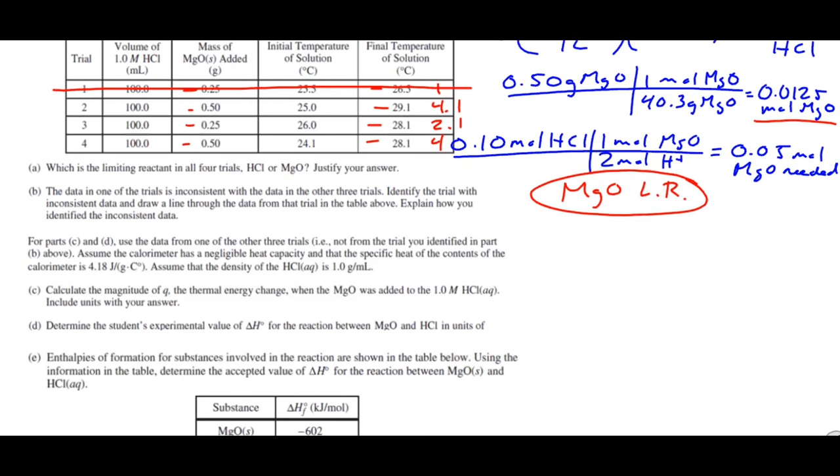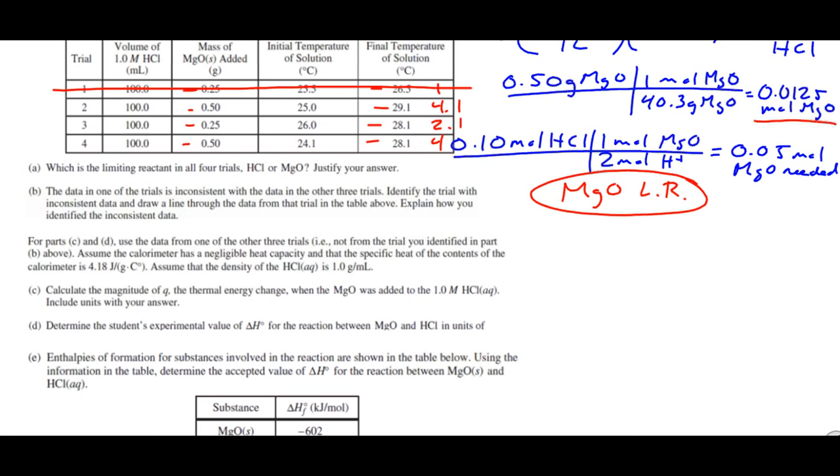For parts C and D, use the data from one of the other 3 trials, not from the trial you identified in part B above, so we're not going to use trial 1. Assume the calorimeter has a negligible heat capacity, meaning that the calorimeter does not absorb heat, and that the specific heat of the contents of the calorimeter is 4.18, which is equivalent to water. Assume that the density of the HCl is 1 gram per milliliter.